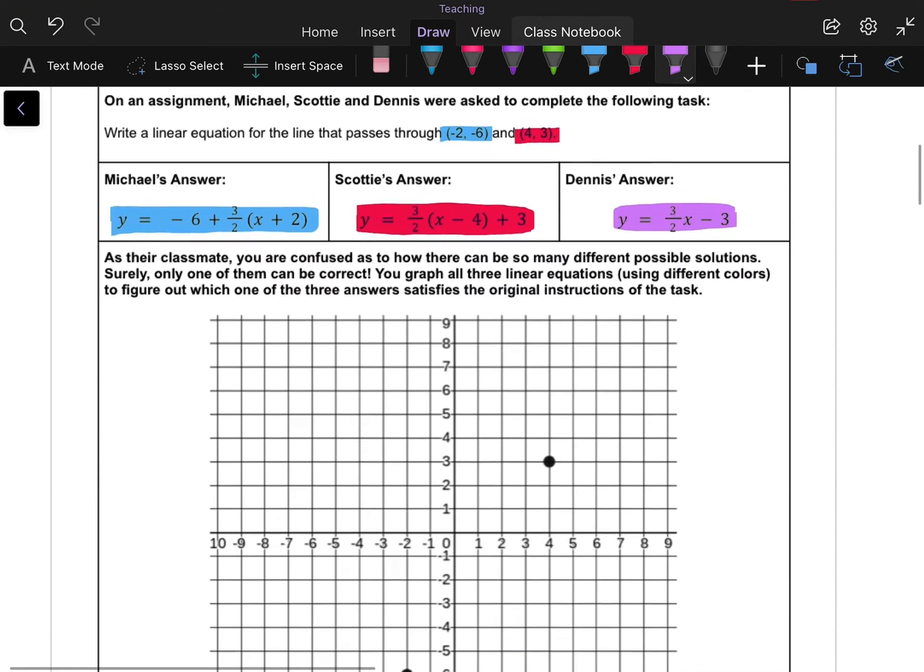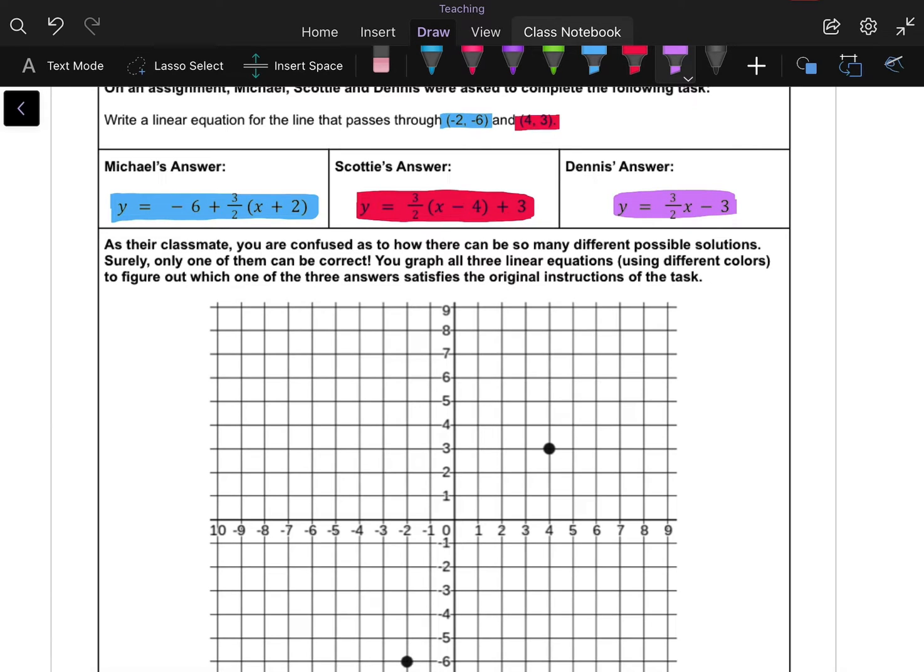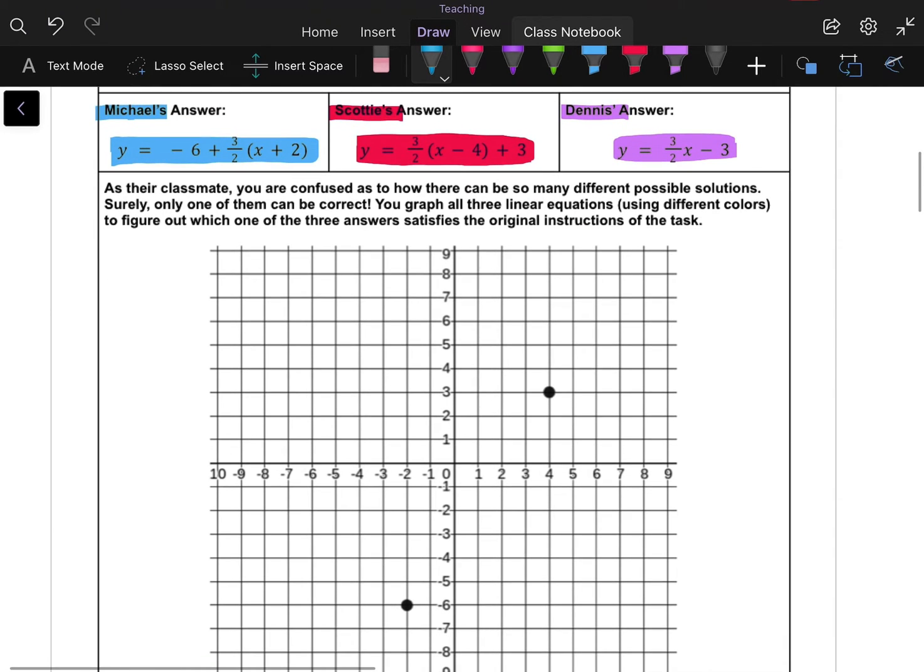To do this, we're going to graph all three of them on our coordinate plane here. We're going to use different colors to do this, and I already separated them here. So we will show Michael's answer in blue, Scotty's in this pinkish red, and then Dennis in purple. Let's just take it one at a time. We can start with graphing Michael's equation.